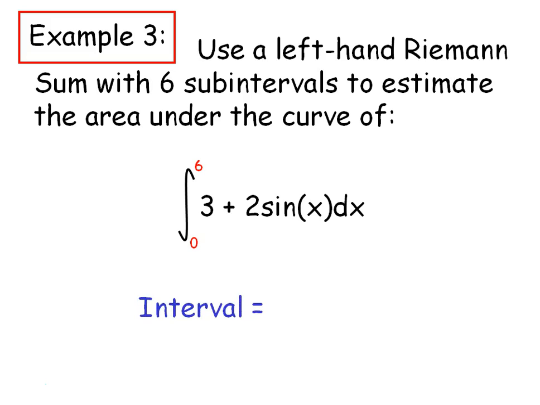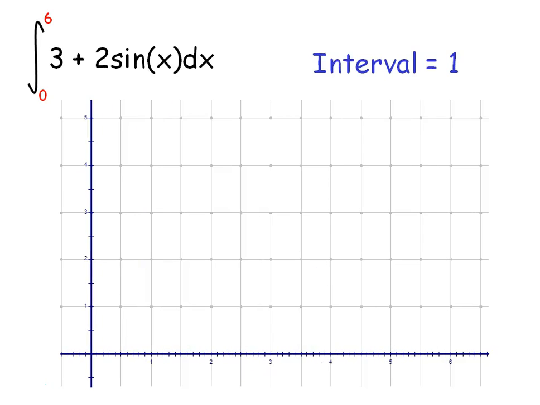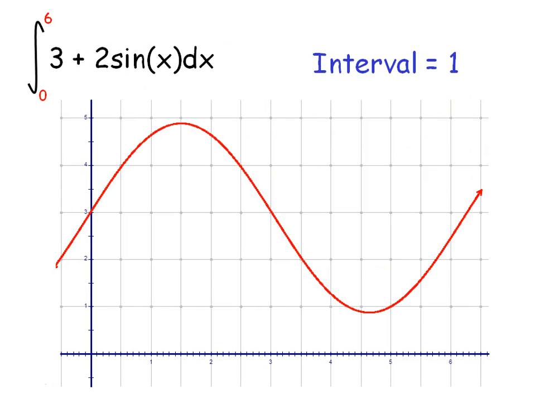Now the interval, remember, this is going to be the base of a rectangle. It goes from 0 to 6, so it'll be 6 minus 0 divided by 6. You get 6 subintervals. Now remember the number of subintervals is going to be the number of rectangles we use. So when you see 6 subintervals or n equals 6, that simply means we're going to use 6 rectangles. All right, so our base of a rectangle is going to be 1.